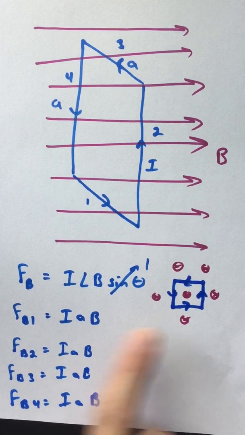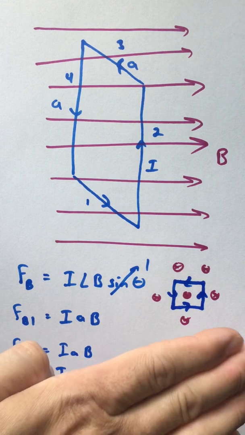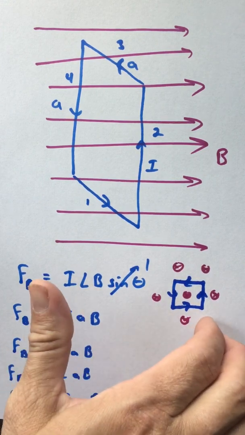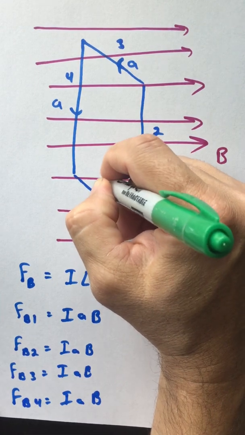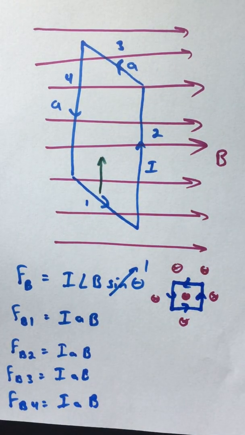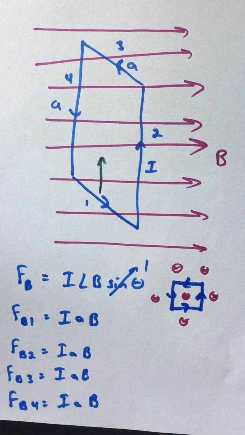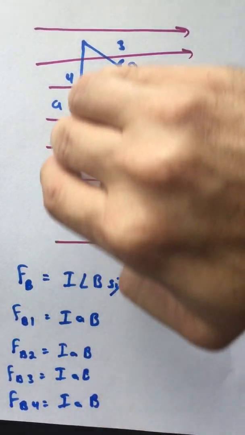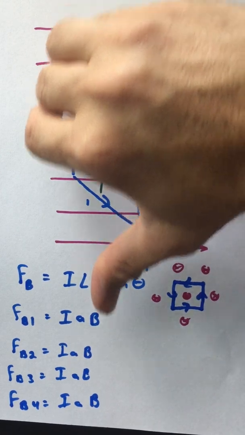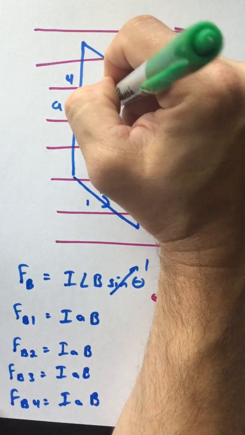If I'm looking at side 1, which will be this one, I put my fingers in the direction of the current, curl them into the direction of the field, and stick out my thumb. And I get a force acting on side 1 that is upwards, like that. Okay? Let's do side 3 next. Just to show you how this works, fingers in the direction of the current, curl them in the direction of the field, stick out my thumb. I'm going to get a force pointing down. So side 3 experiences a force pointing down.